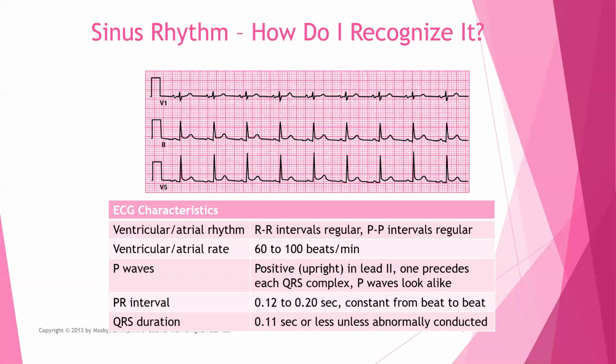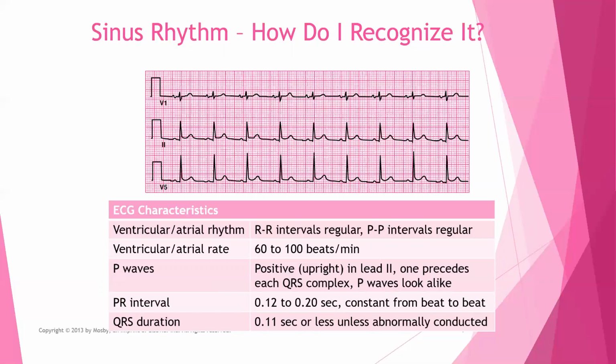They don't vary. There's a constant PR interval, and that PR interval is between 0.12 and 0.20 seconds. And we measure that beat to beat, it's always the same. And there's a regular atrial and ventricular rhythm. So P to P to P to P is the same. QRS to QRS, that R to R to R is all the same. Right? So when we're measuring, it's all the same.